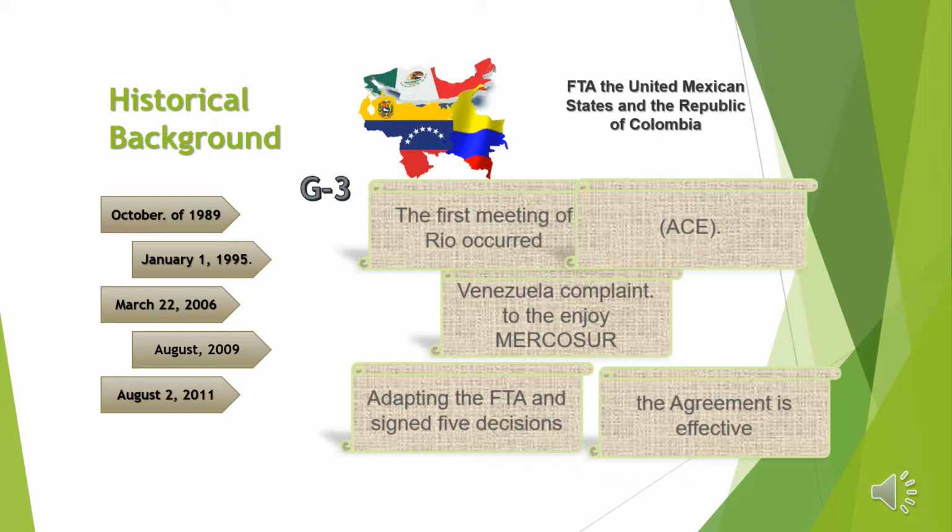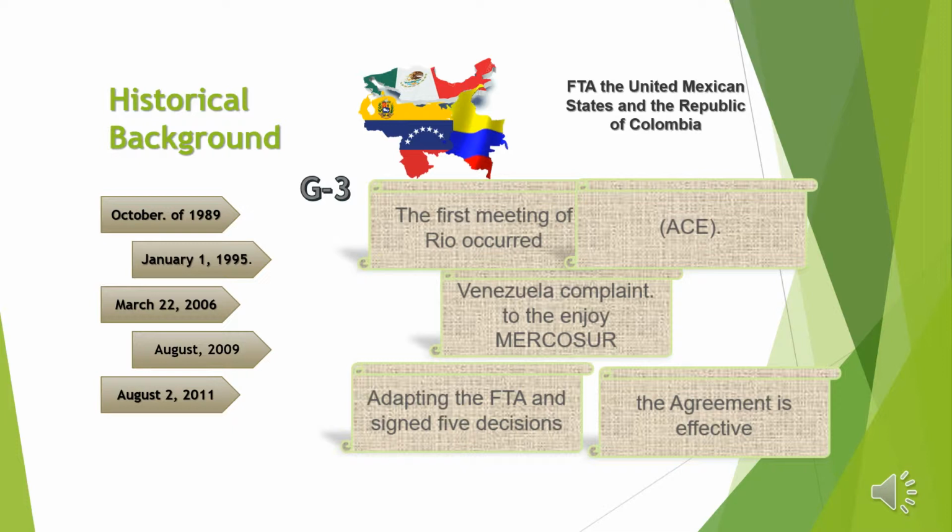On January 1st, 1995, the treaty is celebrated under the character of Economic Complementation Agreement. On March 22, 2006, Venezuela decided to make a complaint and abandon the agreement and start to enjoy the Mercosur.